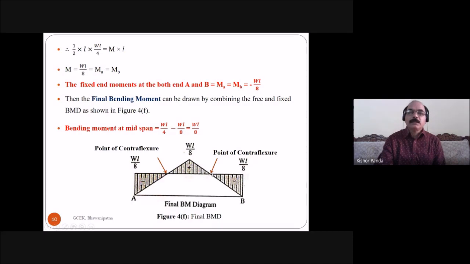So let us take this distance as x. So this distance is L by 2 minus x. And you know this ordinate is WL by 8 and this ordinate is also WL by 8. So you take two similar triangles and find out the value of x. Because x by WL by 8 is equal to L by 2 minus x by WL by 8. Then after solving this equation, you will find the value of x.